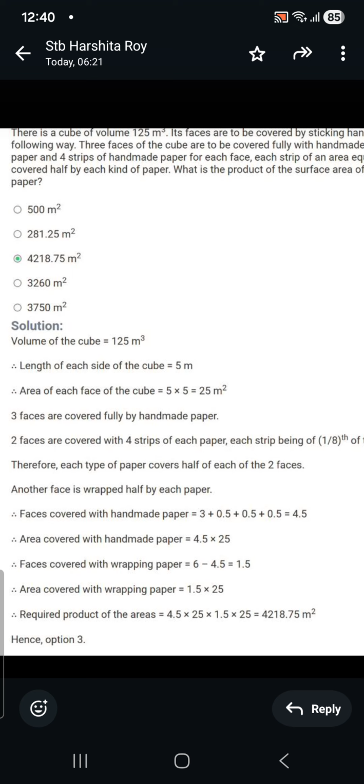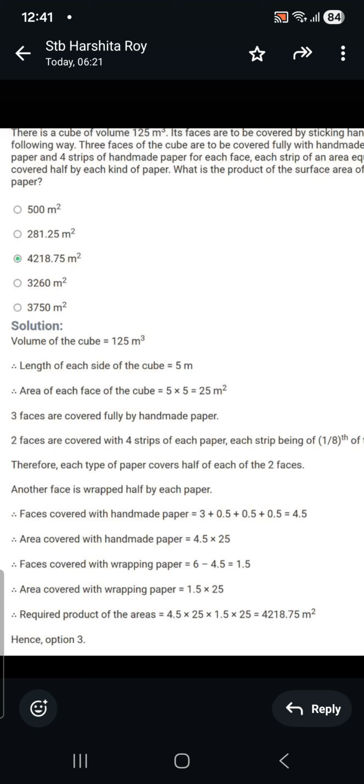First you see that three faces are covered by handmade paper. Out of the remaining three faces, 50% is handmade and 50% is wrapping paper. That's given to us in a complicated way. We just have to understand that the rest of the three faces are divided equally between handmade paper and wrapping paper. So for handmade paper, it will be three faces plus half plus half plus half.